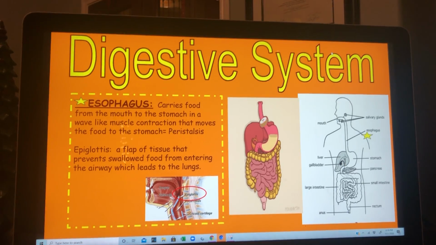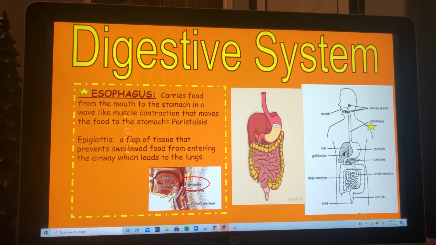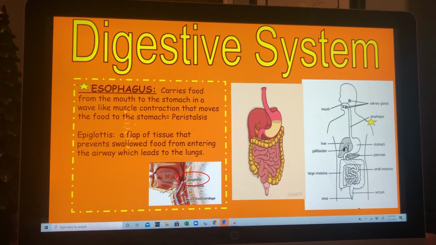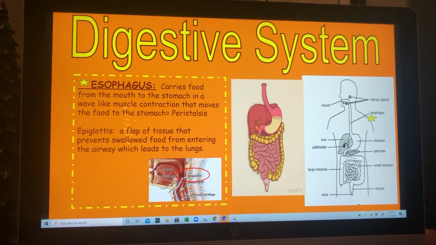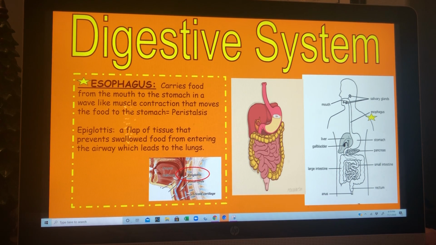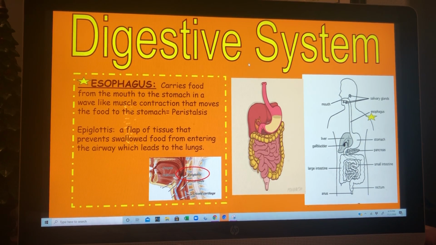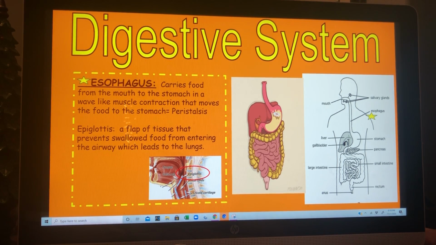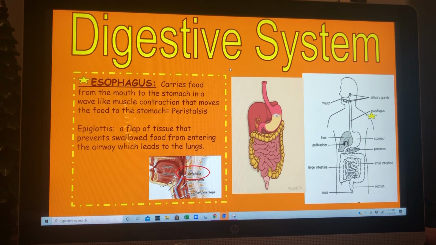Now past the mouth, the food will move through the esophagus. The esophagus carries food from the mouth to the stomach in a wave-like muscle contraction that moves the food to the stomach called peristalsis. There is an epiglottis. This is a flap of tissue that prevents swallowed food from entering the airway, which leads to the lungs. We definitely do not want to swallow our food into our airway as we would choke. So this epiglottis helps close off the airway and allows the food to move down the esophagus.